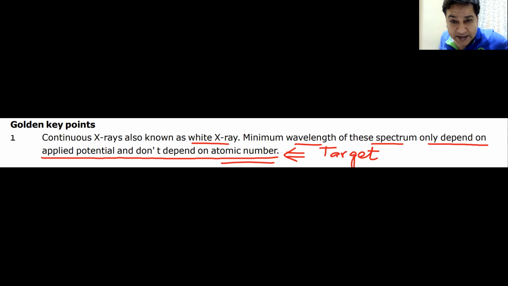So for continuous X-rays, even if you have iron as your target element, tungsten, or any other target element, the continuous X-ray does not depend on your target. The wavelength of these continuous X-rays only depends on the applied potential. You can have any target, but the minimum wavelength will only depend on the applied voltage. Do we understand this? Please note it down.